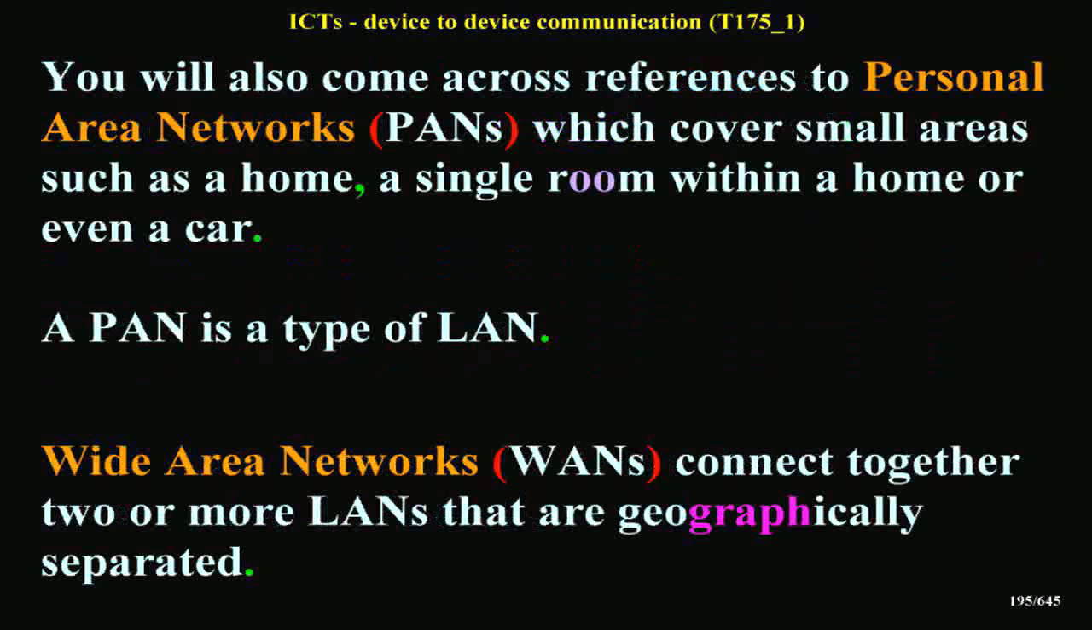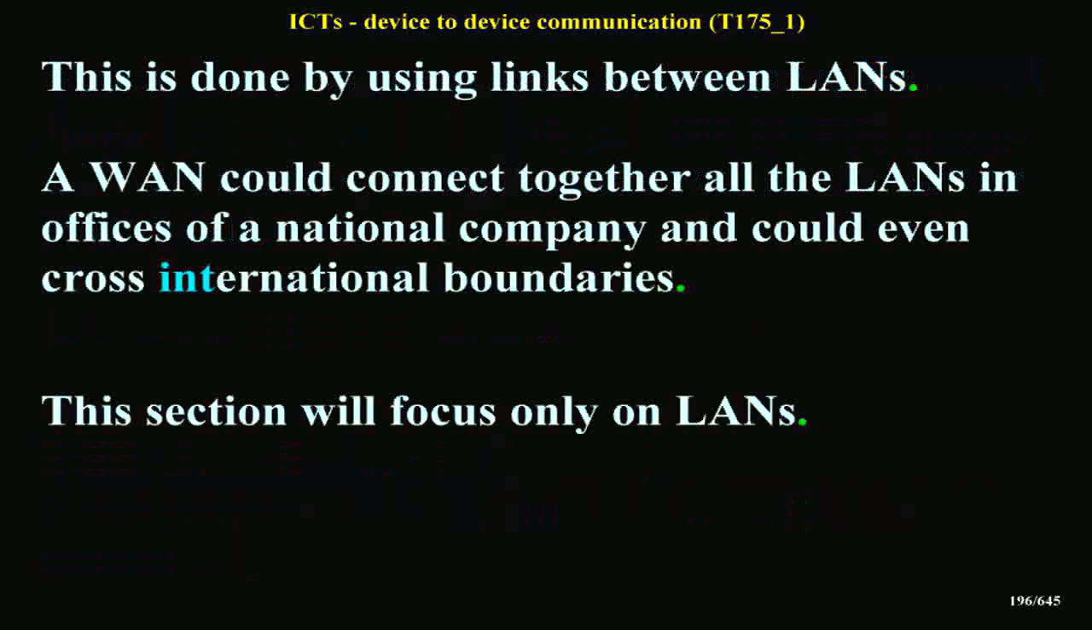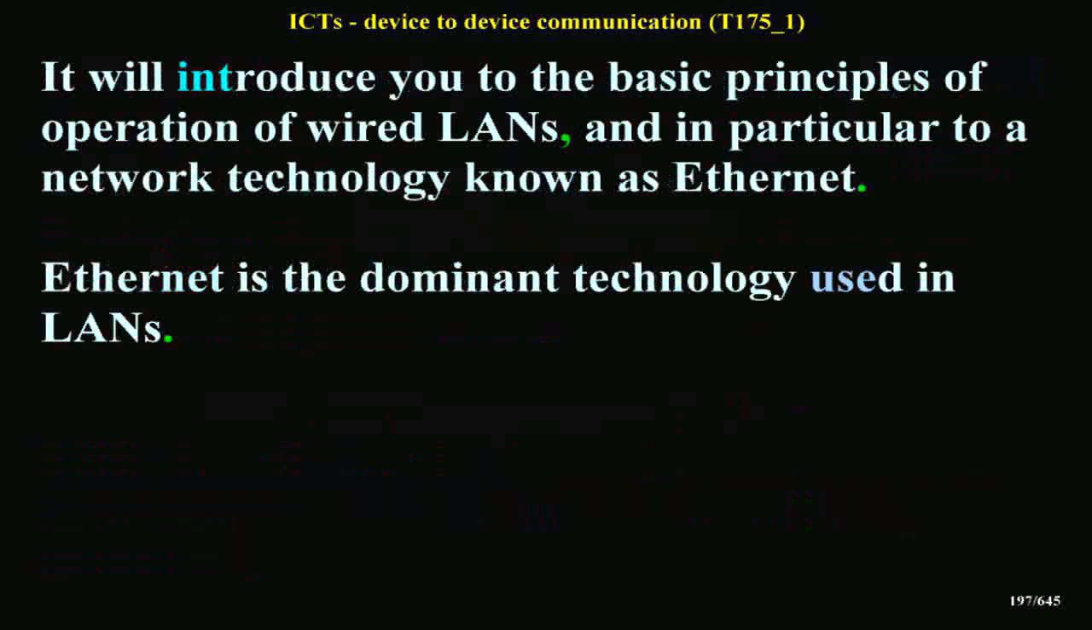Wide area networks, WANs, connect together 2 or more LANs that are geographically separated. This is done by using links between LANs. A WAN could connect together all the LANs in offices of a national company and could even cross international boundaries. This section will focus only on LANs. It will introduce you to the basic principles of operation of wired LANs, and in particular to a network technology known as Ethernet. Ethernet is the dominant technology used in LANs.